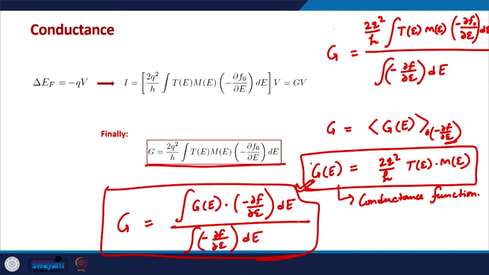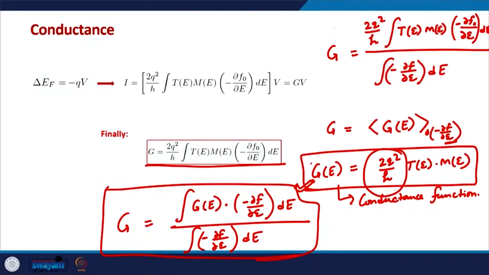It also has an interesting interpretation which we will do in our coming classes as well, that this is also the conductance of one conduction pathway, and that is this constant number. That is why it is known as the quantum of conductance. It is just this quantity 2q square by h, and the total conductance of the device in near equilibrium conditions, please remember, will be the average of the conductance function over the Fermi window.